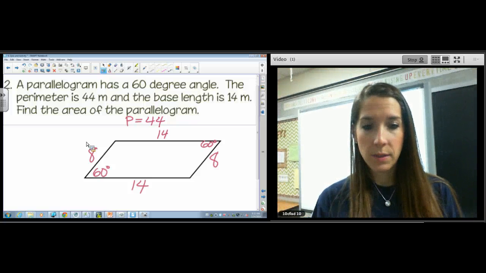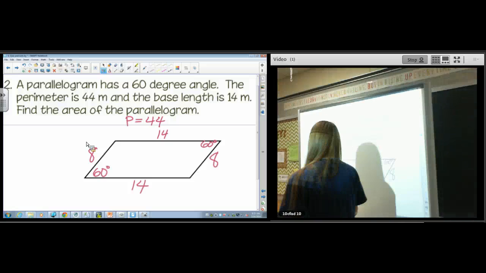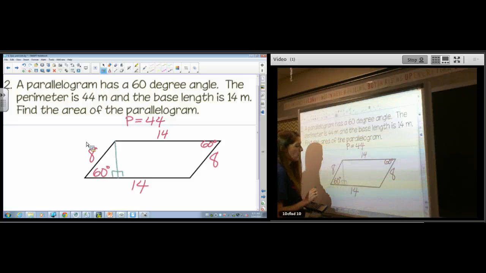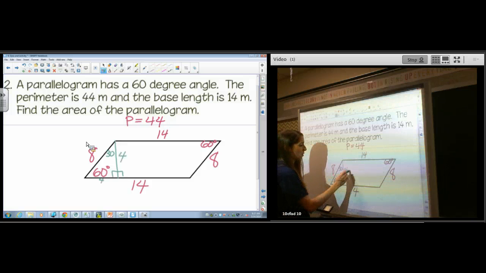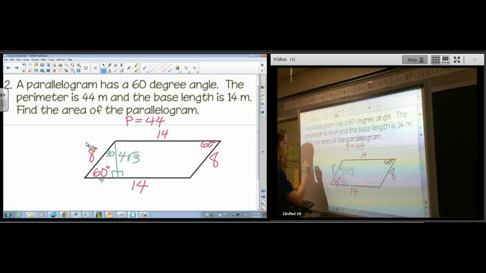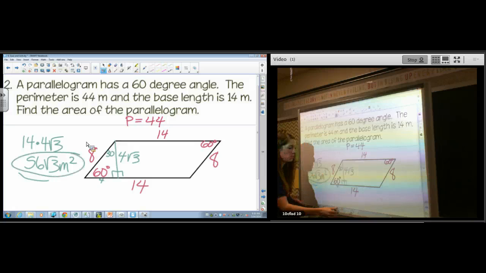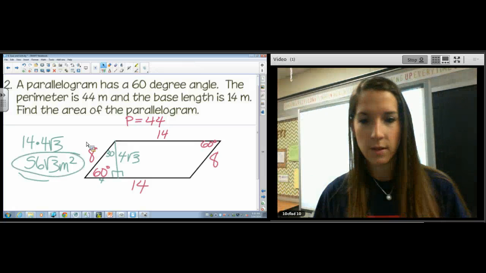Area of a parallelogram is base times height. So we need a height. We don't have a height yet. We need a height. Well, here we go with 30, 60, 90 again. 8 is across from 90. So 4 goes across from 30, but we don't really need to use that to solve our problem. 4 root 3 goes across from 60. Base times height. You multiply the numbers outside the radical. You do not touch the number inside the radical. And so it is 56 root 3 meters squared. What do you think, guys?